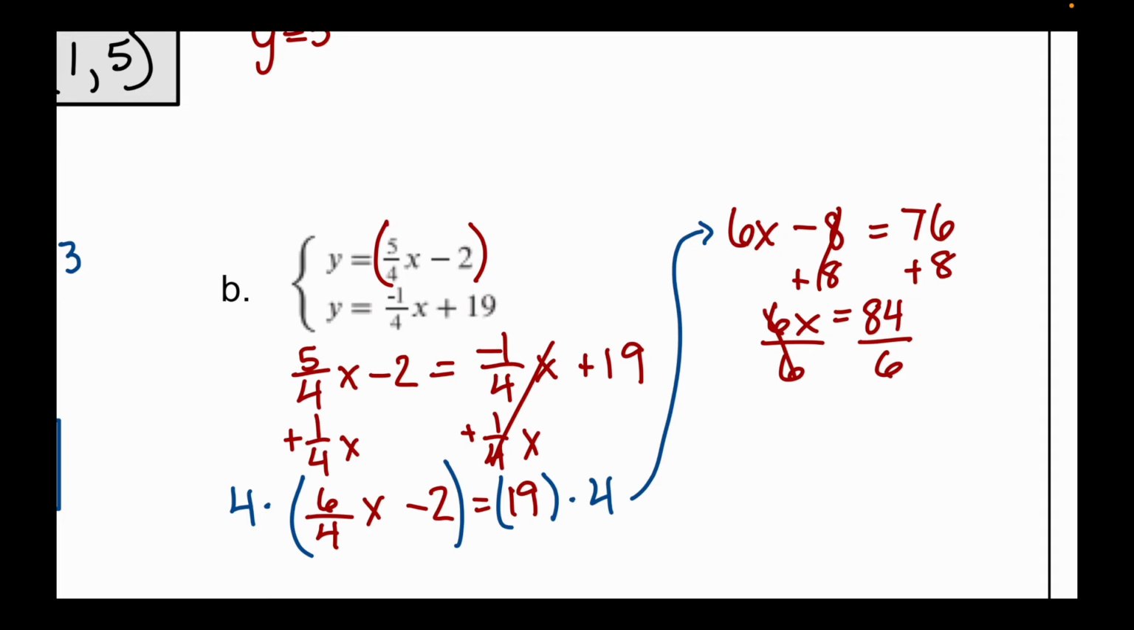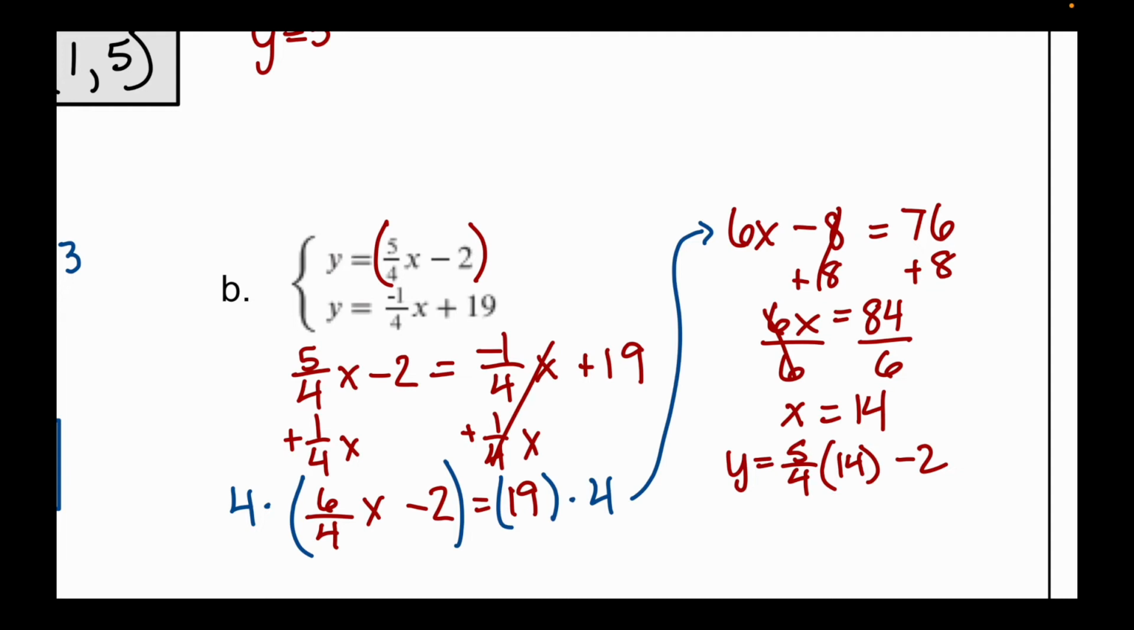So 84 divided by 6 is going to be 14. So x is equal to 14. Then we're going to plug it back in. So we're going to have y equals 5 over 4 times 14 minus 2. So I'm going to do 14 times 5 and then divide by 4 in order to do this. So multiply by the numerator and divide by the denominator.